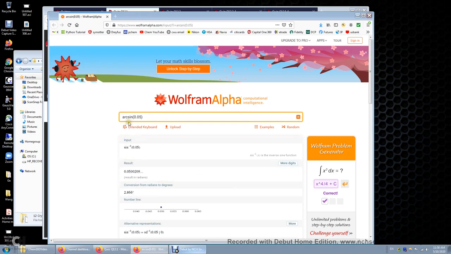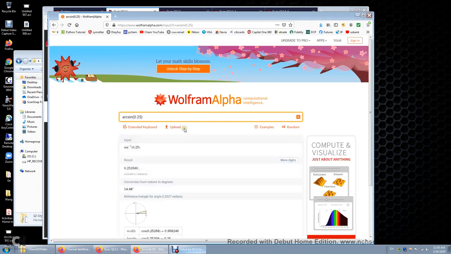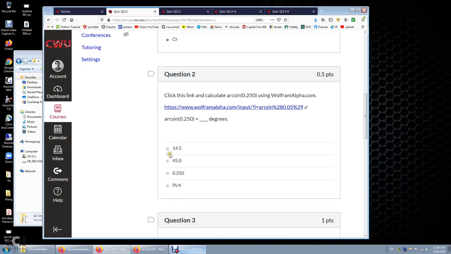Now in this case, arc sine is just the opposite of the sine function. The result here is 0.05 or 2.866 degrees. And our question is the arc sine of 0.25. So I'm going to change the number and click this equal sign again. Let's see what the number is. In radians, it's 0.25268. In degrees, it's 14.48. So let's see. Well, over here, degrees.